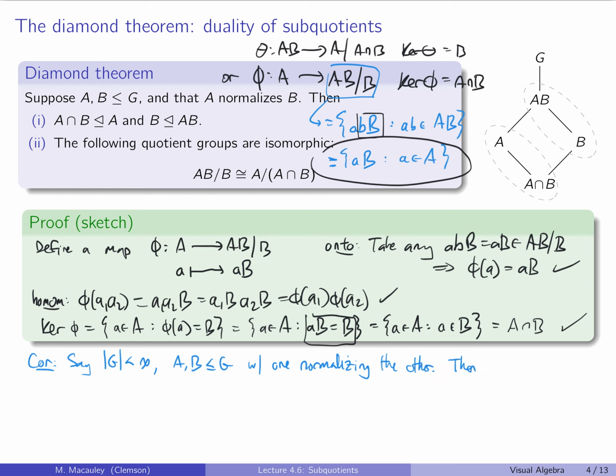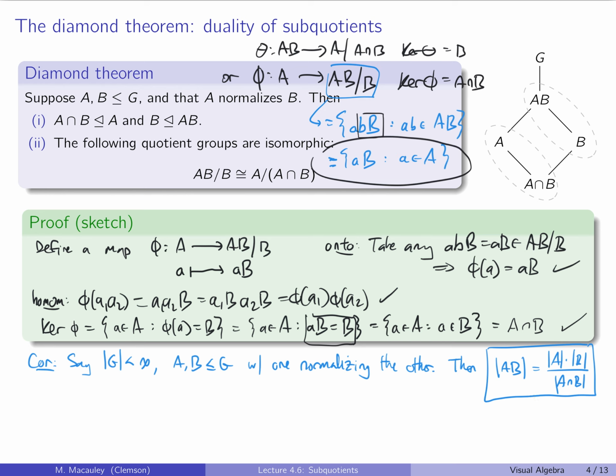Then the size of AB is the size of A times the size of B over the size of A intersect B. Now this is something that we've actually proven in an earlier lecture more generally. That was a lecture on double cosets. Even if AB isn't a group, then AB will be a double coset, and we got this relation more generally. But this falls out right from the diamond theorem, and let's see why that is.